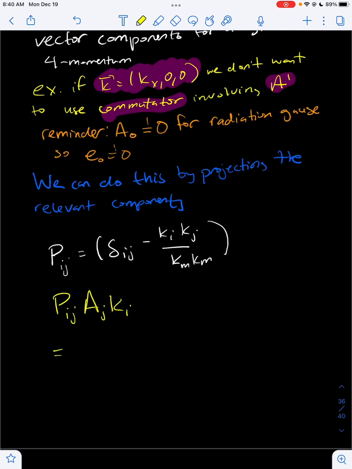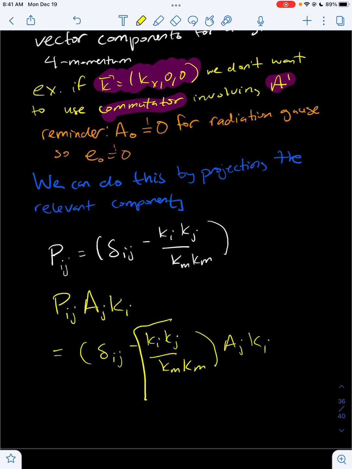So if we were to do that, that would just give us the same thing, but now we are multiplying this by Aj and ki. Just to clarify, there is no sum going on here. Since the indices are both downstairs, we're not summing over i and j. That's not happening here. So just to clarify that.